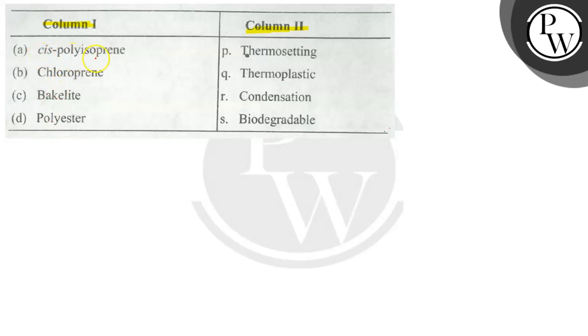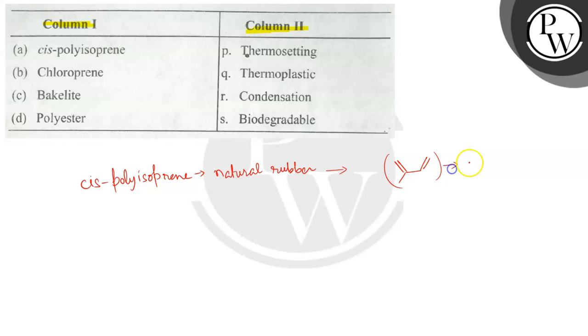So in column 1 first we are given cis polyisoprene. So cis polyisoprene is nothing but natural rubber. And इसका monomer unit है cis isoprene, which is like this. This is cis isoprene, the monomer of cis polyisoprene. Now if you talk about chloroprene, chloroprene का structure ऐसा है.